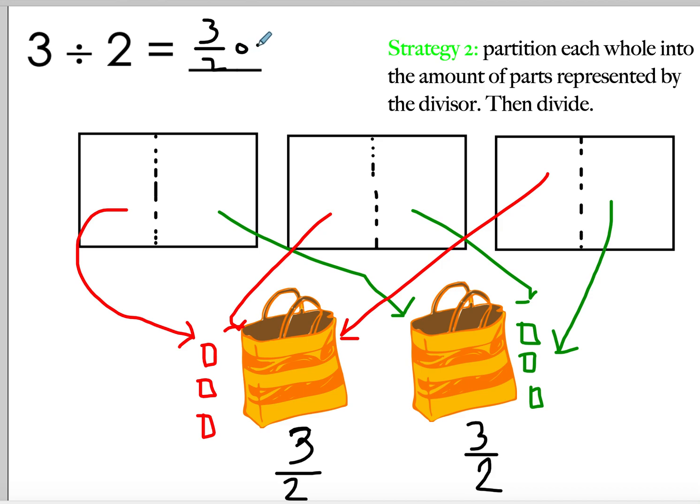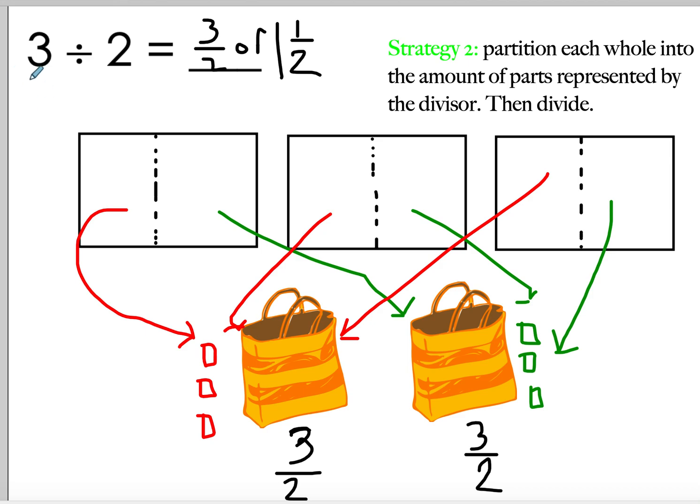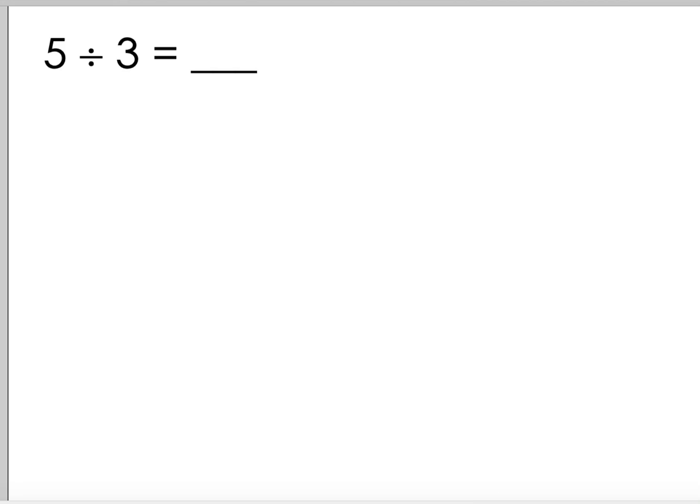Or I could write that as a mixed number. 1 and 1 half. Because I know 2 goes into 3 one time. There's a remainder of 1, so it's 1 and 1 half. So these are 2 different strategies you could use. One is I can divide the whole numbers, then split up my remainder and divide the remainder. Or I could, if I know that I'm doing 3 divided by 2, I could take each of the 3 wholes, divide them into 2 parts, and then split them up. So you can use either strategy.